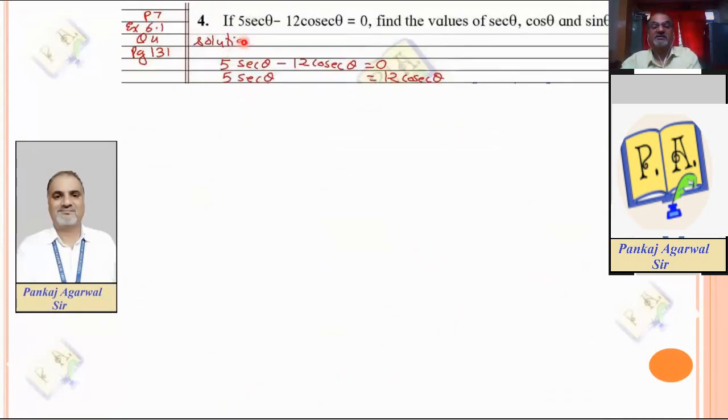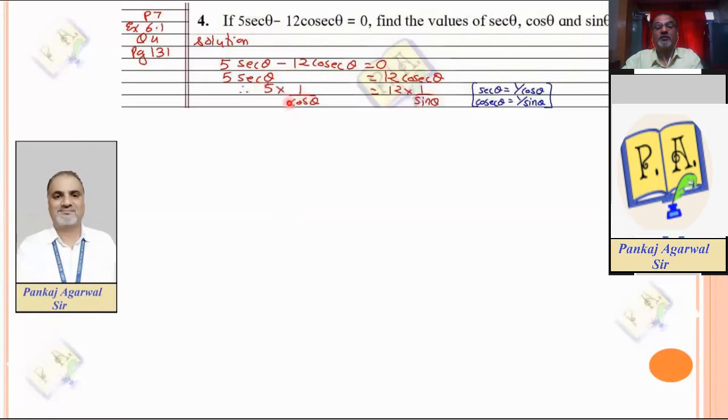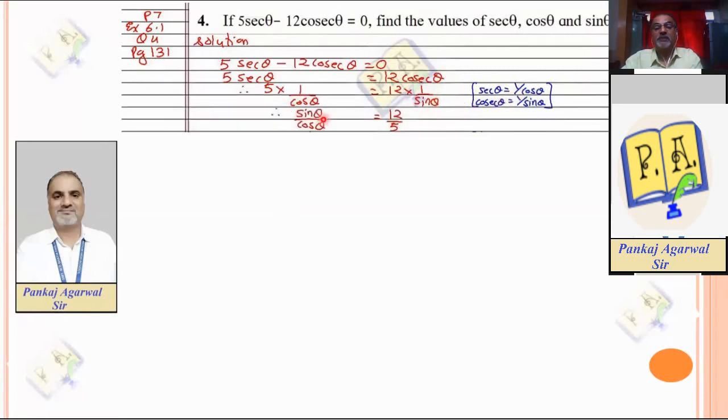Now, already we have discussed this in one of the questions. 5 sec theta minus 12 cosec theta is equal to 0. Find the value of sec theta, cos theta, and sin theta. Now, this question is actually interesting because two ratios are given, 5 sec theta and minus 12 cosec theta. Take 12 cosec theta, negative on the right hand side, it will become positive. What is sec theta? 1 upon cos theta. What is cosec theta? 1 upon sin theta. Write the reason. Cross multiply. Sin theta upon cos theta is 12 upon 5. Tan theta is 12 upon 5.